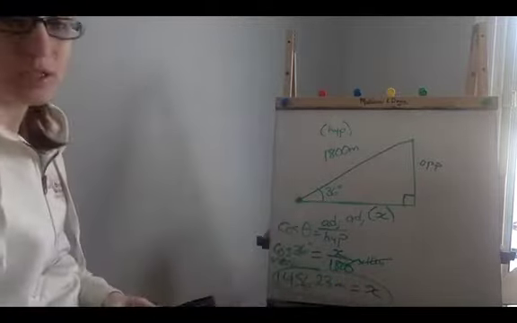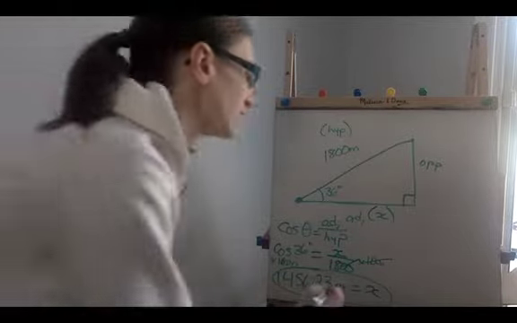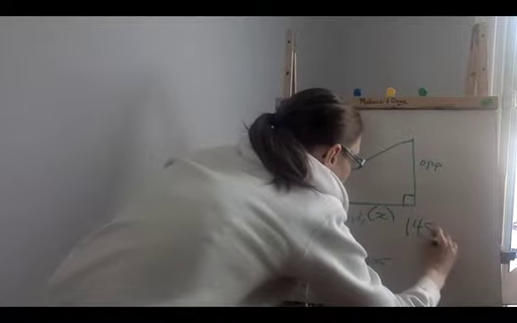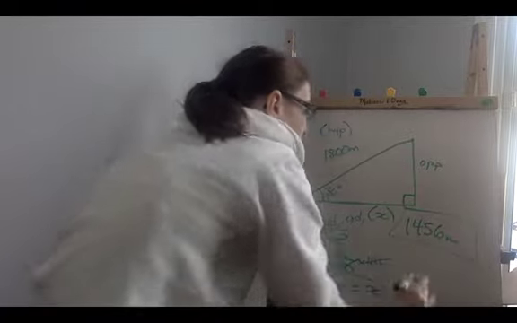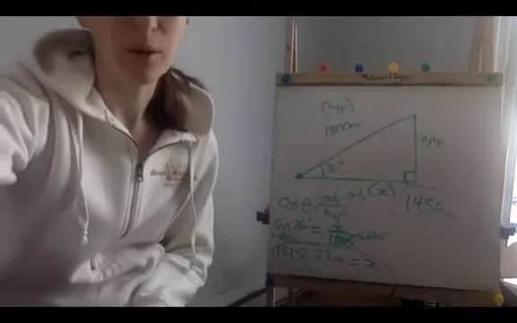And I believe the question did ask for the nearest meter, so we would just round that down to 1456. So 1,456 meters is the horizontal distance that this chairlift goes underneath the mountain.